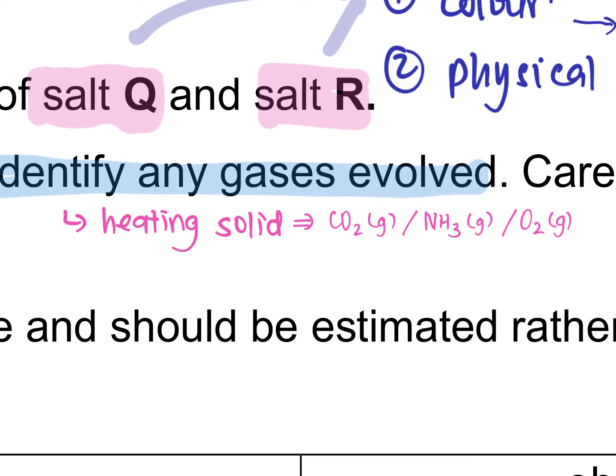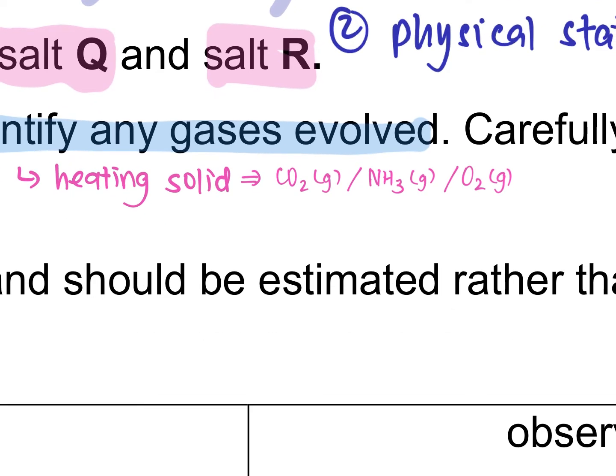Okay, so they can say bubble the gas into lime water, place a damp red litmus paper near the gas, or they can say place a glowing splint near the gas. So these are clues to tell you that you're testing for the different gases.